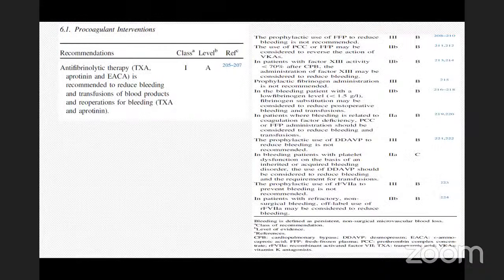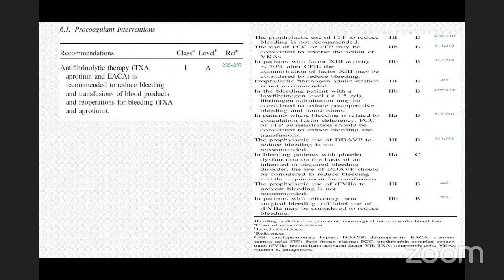Having said that, for the procoagulant interventions, the hemostatic agents, the antifibrinolytic therapy like tranexamic acid, aprotinin, or epsilon aminocaproic acid to reduce bleeding, transfusion of blood products, and reoperation for bleeding is class 1, level A. So it's highly recommended. The prophylactic use of FFP to reduce bleeding is not recommended. This is class 3, level B. The use of PCC or FFP may be considered to reverse the action of vitamin K antagonists. This is class 2B, level B.